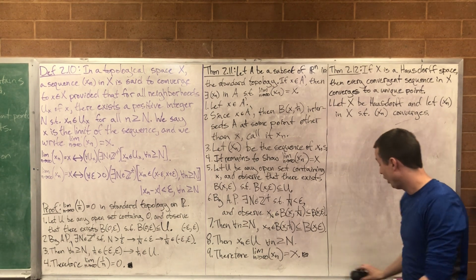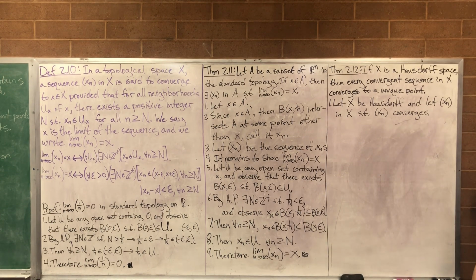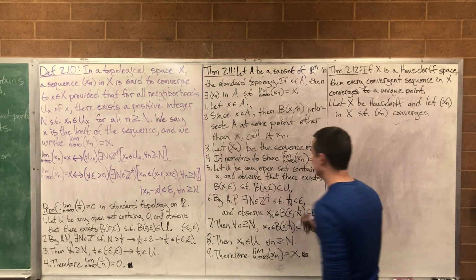Anyways, so we're trying to prove that it can only converge to 1 point. How would we prove it only converges to 1? You assume that there's 2. Assume, by way of contradiction, it converges to 2, and so that leads to some contradiction.